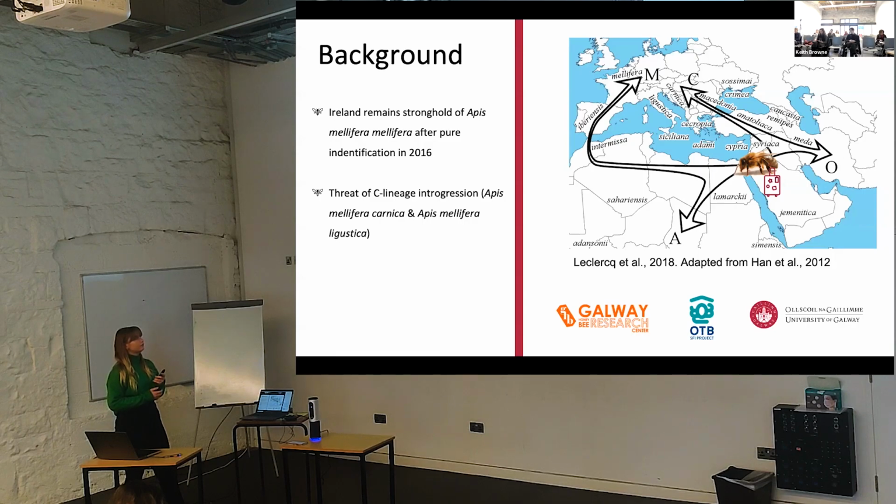The main feature that we're looking at here is that Apis mellifera mellifera is the native subspecies across the UK and Ireland, and that's currently facing threat of introgression from C lineage subspecies, those being Apis mellifera carnica and Apis mellifera ligustica.